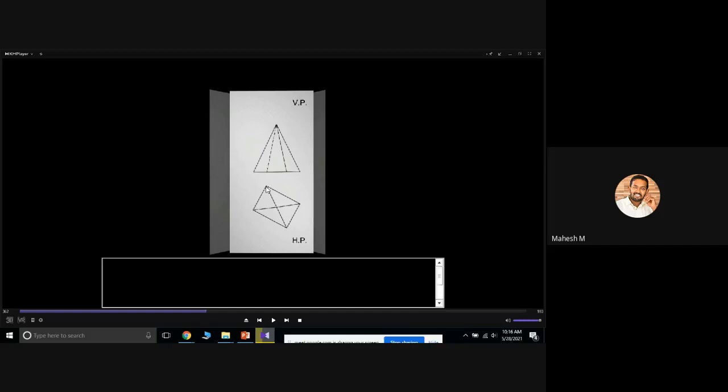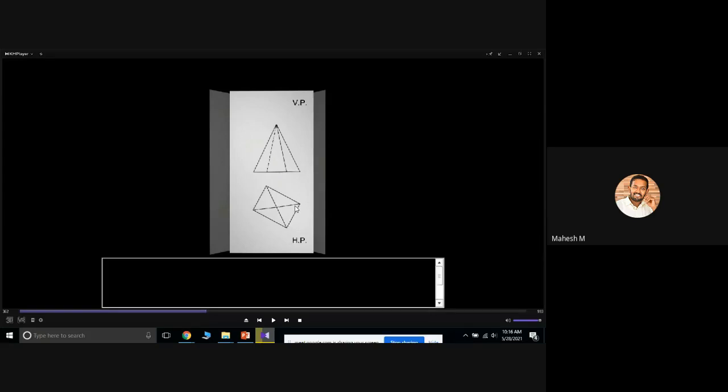If it is a pyramid, you have to join these 4 corners with straight lines. If it is a prism, you don't have to connect these 2 points, and also you don't have to connect these 2 points, because a prism will have only the longer edges. It is not having a generator. So when a generator comes, compulsorily you have to connect all the corners.